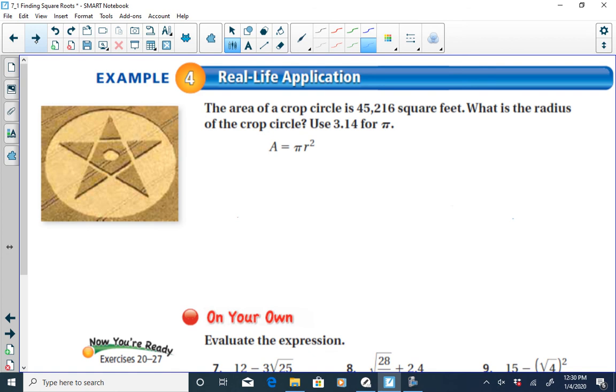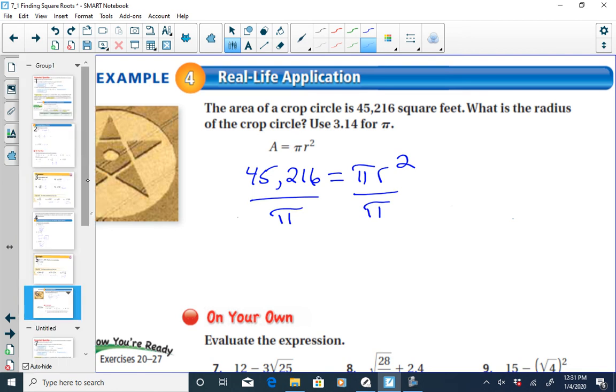All right, almost done. The area of a crop circle is 45,216 square feet. What is the radius of the crop circle? Use 3.14 for pi. First thing we want to do is replace area. 45,216 is going to be equal to pi times the radius squared. Now, if I want to solve that equation for r, because we're asked to find the radius, we'd have to start by dividing both sides of the equation by pi.